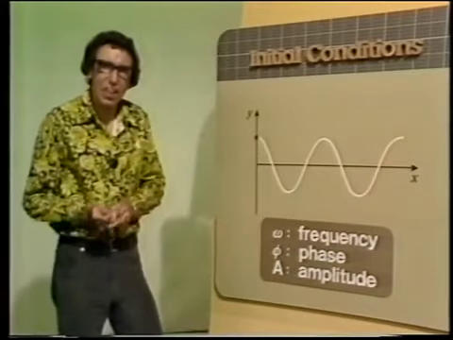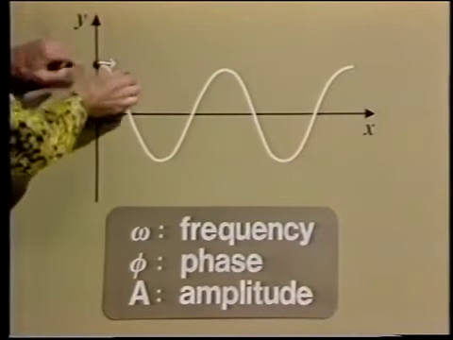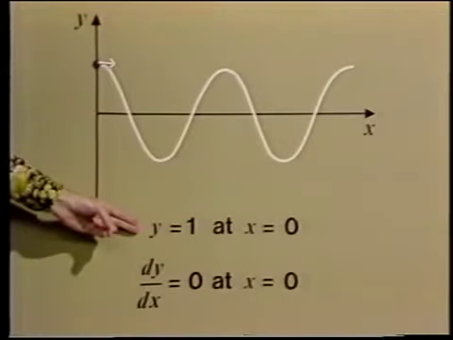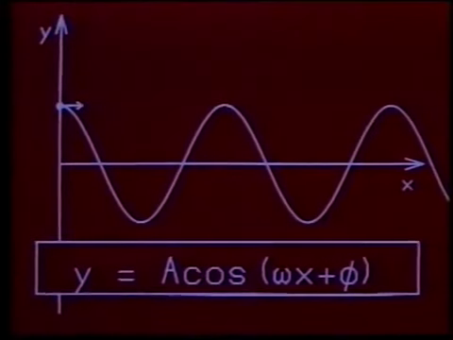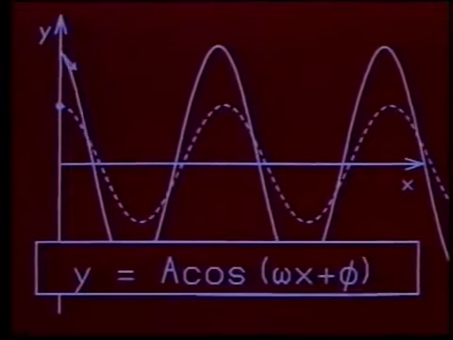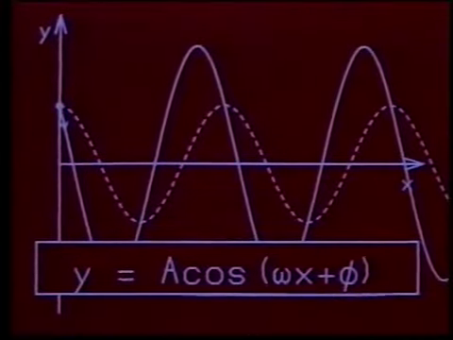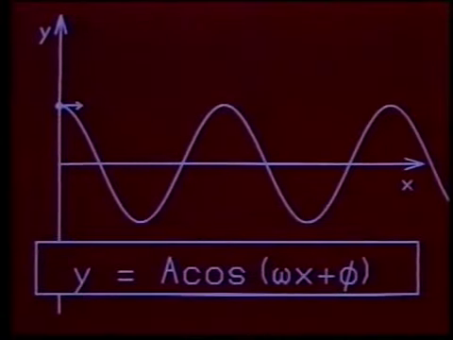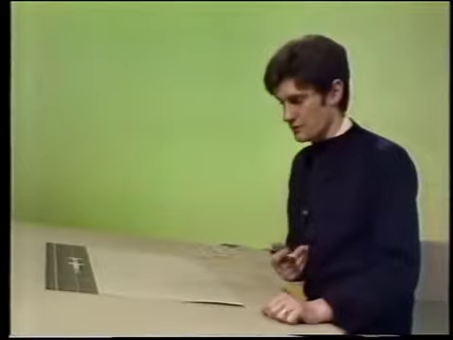But suppose I specify the gradient of the solution at x equals 0, as well as its value. Now I've specified values for the function and its gradient at x equals 0. That other graph doesn't give the right value for the gradient at x equal to 0. The two conditions together do give a unique solution. Well, let's see how that works algebraically.